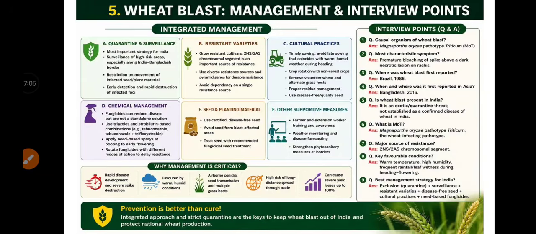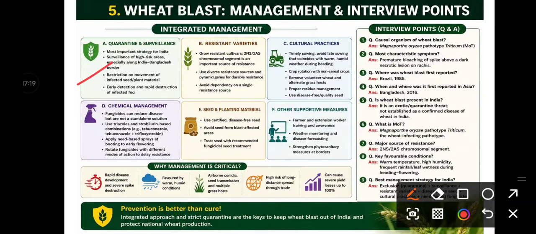So quarantine and surveillance are the first and most important management strategies for India because it is an exotic disease for India. Restriction on movement of infected plant, planting and seed materials, then early detection and rapid destruction of infected foci. Okay. Then about the use of resistant variety.